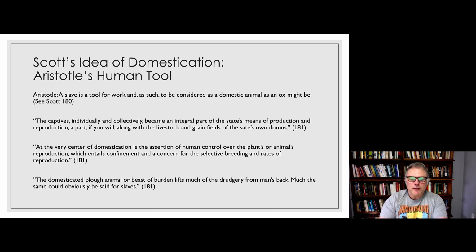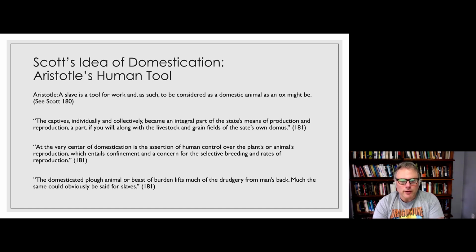At the very center of domestication, so here he's saying something key about this idea of domestication, is the assertion of human control over the plants or animals' reproduction, which entails confinement and a concern for the selective breeding and rates of reproduction. So he's saying, look, folks who know a lot about domestication point out that when you domesticate something like a grain or a corn plant, or maybe an ox or a cow, you assert human control over that plant or animal, and over its ability to reproduce itself as something that produces more of the valuable good.